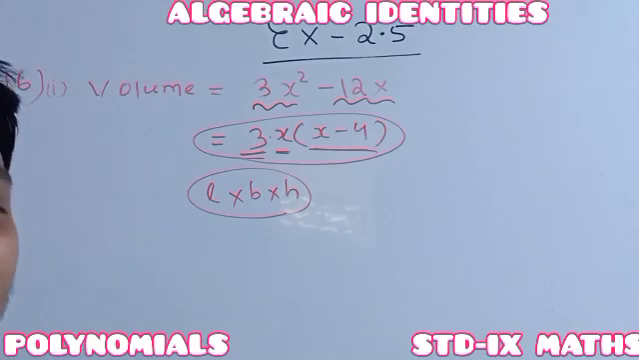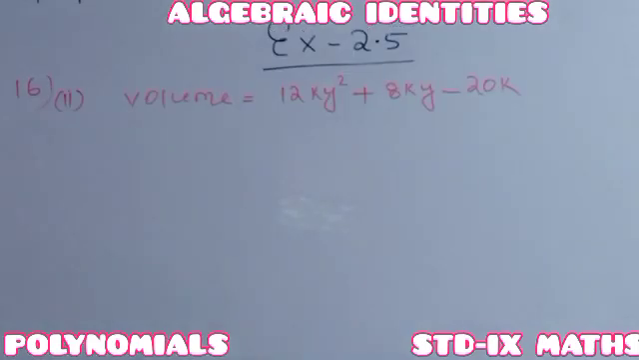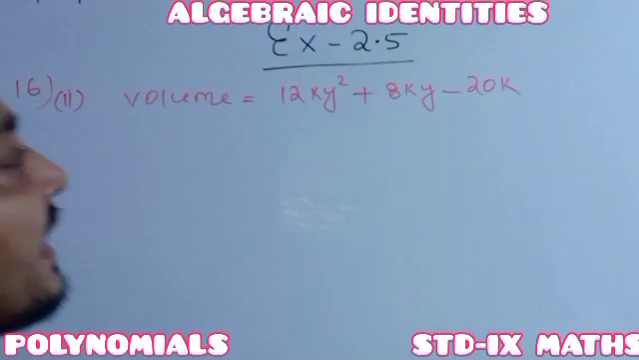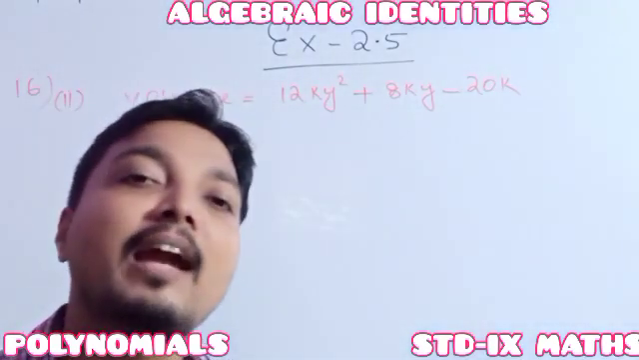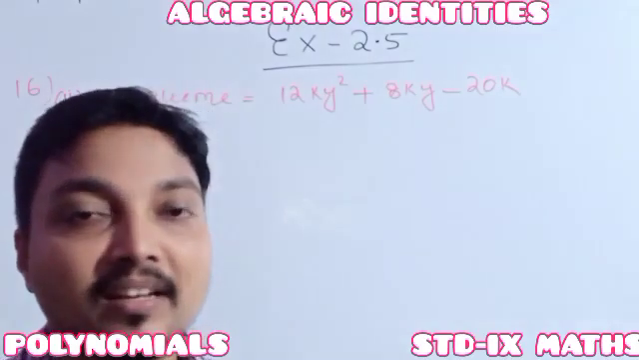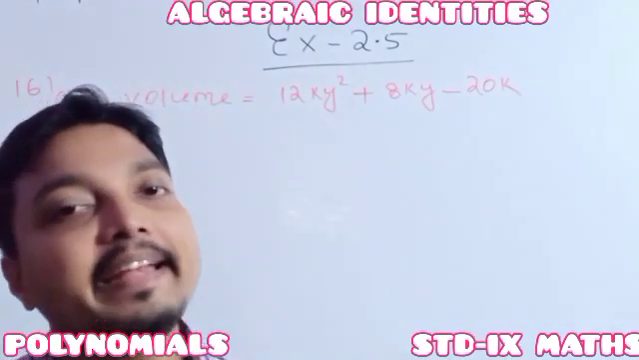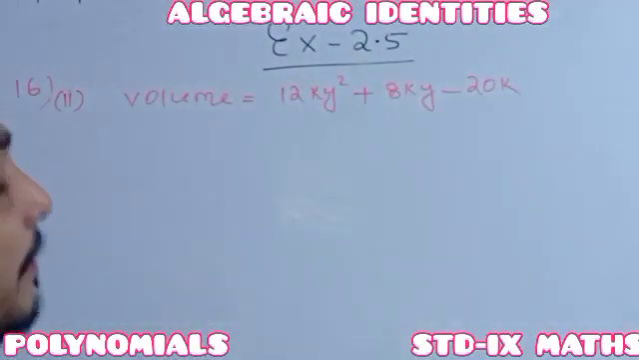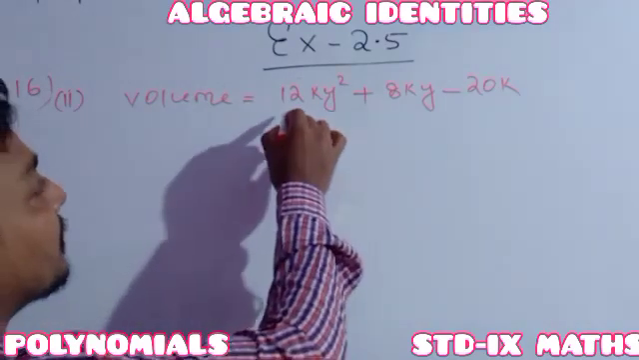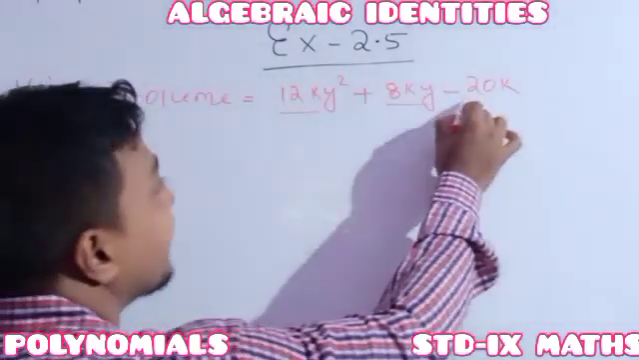The next question is also related to volume. See, here the volume is given as 12k square plus 8ky minus 20k, and I also have to find its dimension. Dimension means 100% I need to do its factorization. Here the total number of terms is 3.